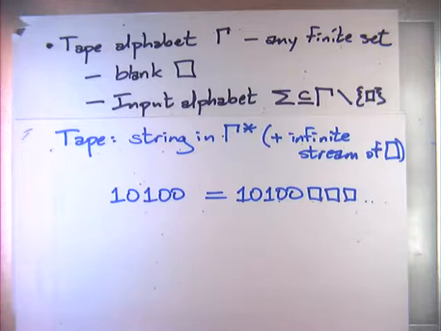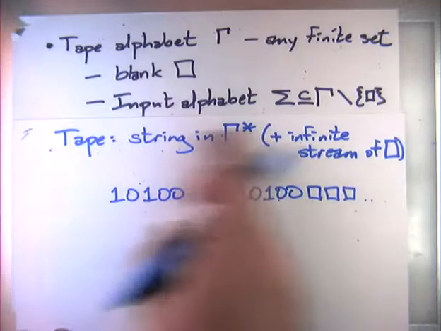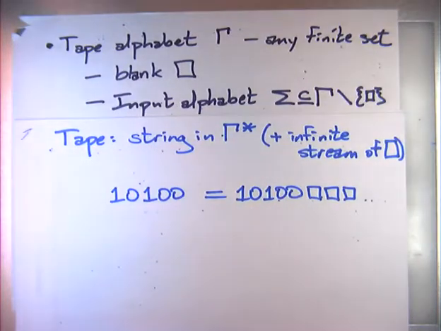The tape has, in position 0, a 1. In position 1, it has a 0. In position 2, it has a 1. In position 3, it has a 0. In position 4, it has a 0, and everything else is blank. Okay, but ultimately, this is just a string over the tape alphabet.